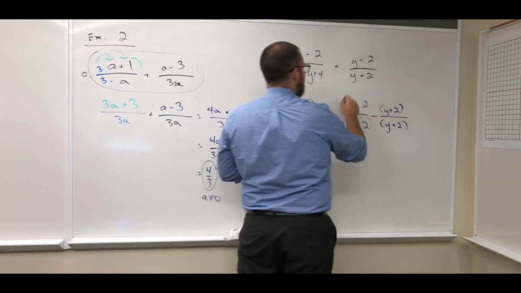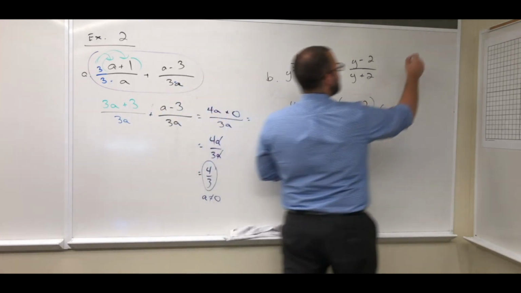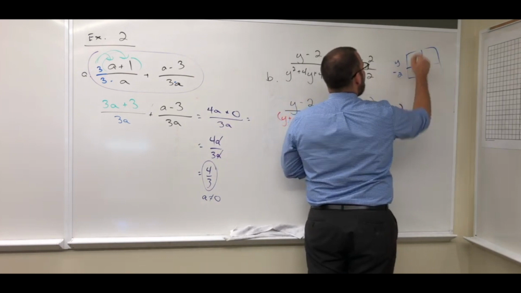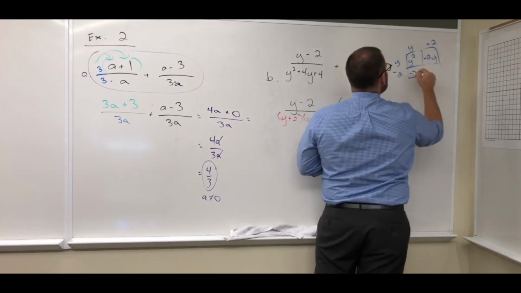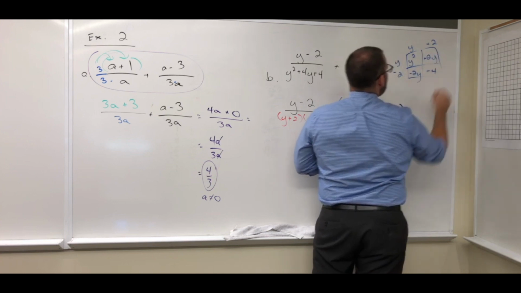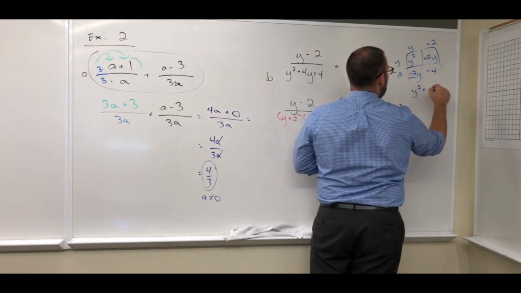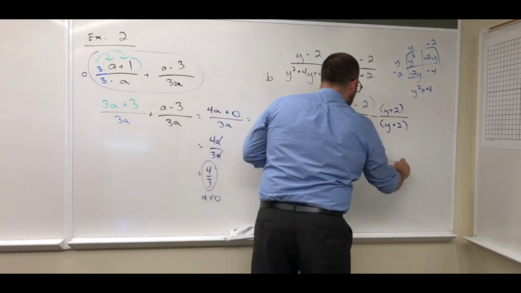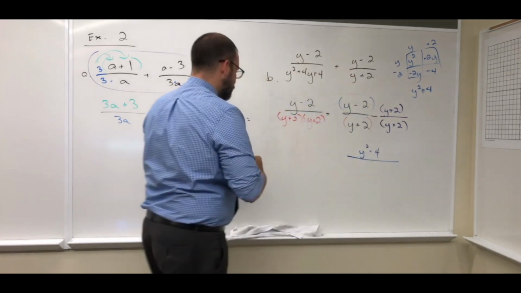And of course, we're going to end up distributing here, or using box method. If you need to, you might just jot down box method in the corner: y minus 2, y plus 2, y squared, positive 2y, negative 2y, and negative 4. When we add all that together, we're going to get y squared minus 4. And so that would be the new numerator up here, y squared minus 4.